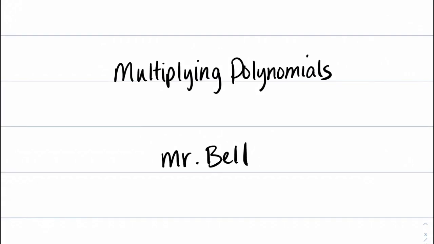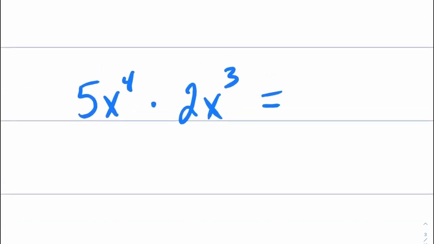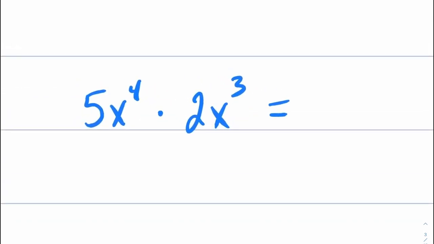My name is Mr. Bell, and before we get actually started, I want to go over the skill that you need to be able to do this particular lesson. And from our exponent unit, when you have something like 5x to the fourth power times 2x to the third power, let's talk about real quick what happens when you have a situation like this.